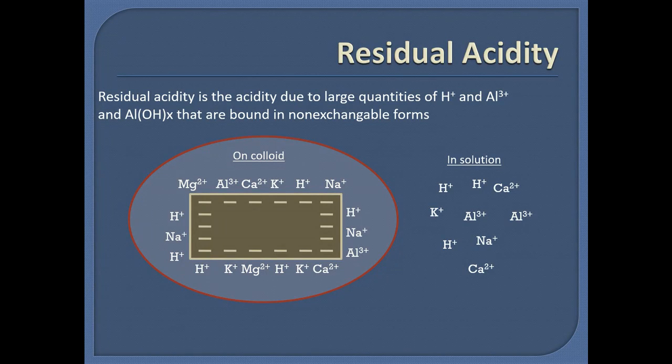Residual acidity is the hydrogen and aluminum bound in non-exchangeable forms on the soil particles. These non-exchangeable forms of hydrogen and aluminum aren't replaced easily by salts, and special buffers need to be used to move them into solution. This acidity is not measured with soil and water pH. In parts 1 and 2 of this laboratory, we'll be demonstrating active acidity and salt-replaced acidity.